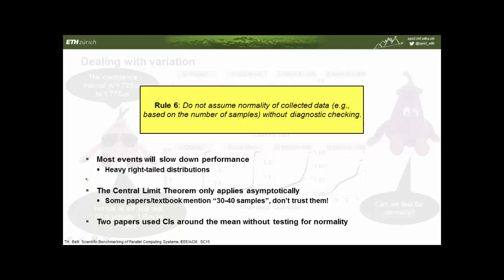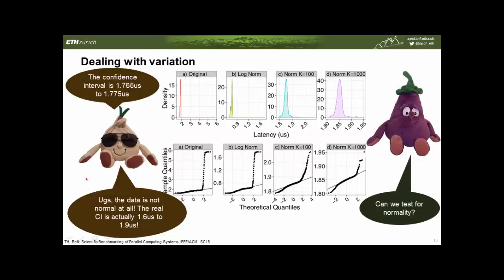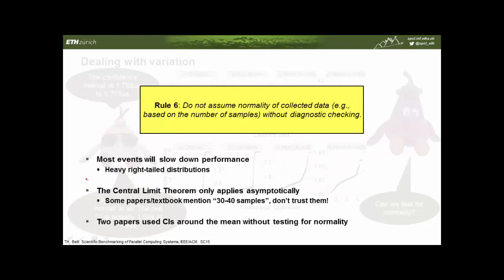And so you have to apply something called diagnostic checking, and that's basically looking at these QQ plots. The intuition here is really that you will not have a normal distribution, because most events will slow down performance, as I just mentioned. This gives you right heavy-tailed distributions.